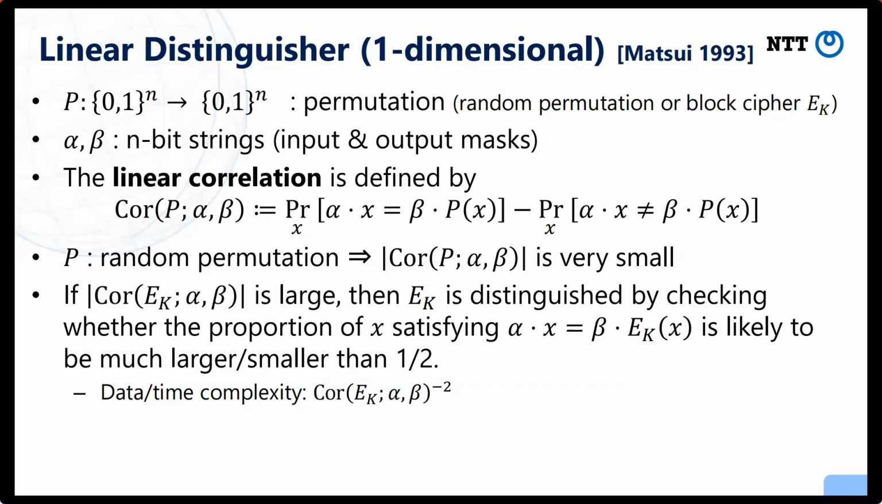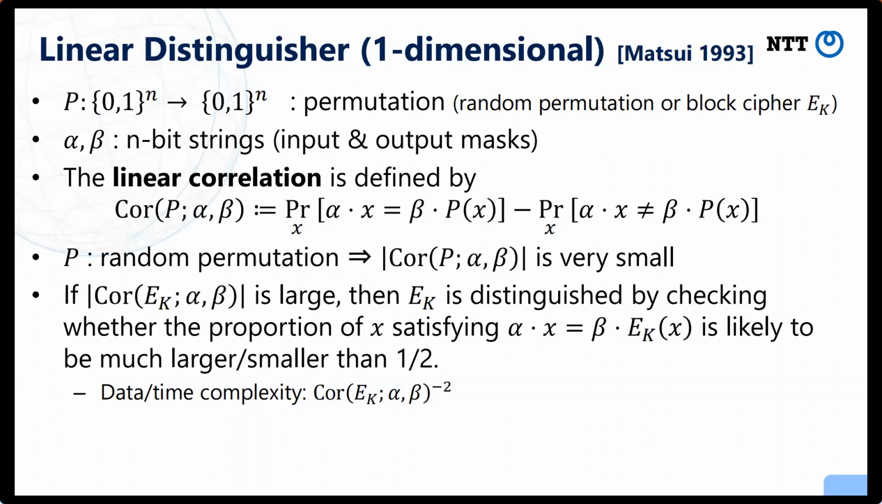If P is random, then the absolute value of the correlation is very small. This means that if the absolute value of the correlation for some block cipher E_K is very large, then the cipher can be distinguished by checking whether the proportion of x satisfying the linear equation is much larger or smaller than 1 over 2. And the data and time complexity of this distinguisher is about the inverse square of the correlation.